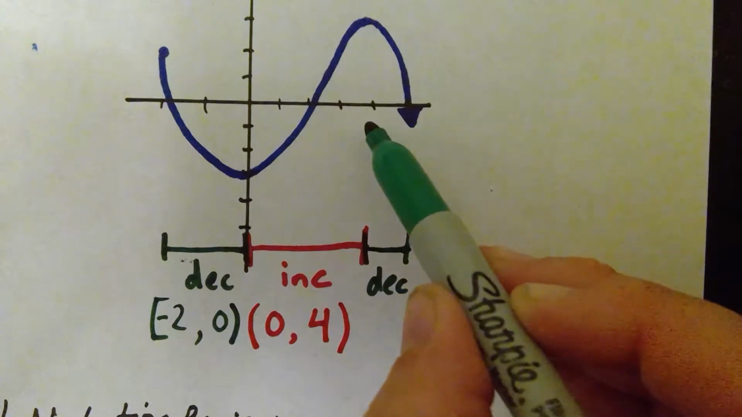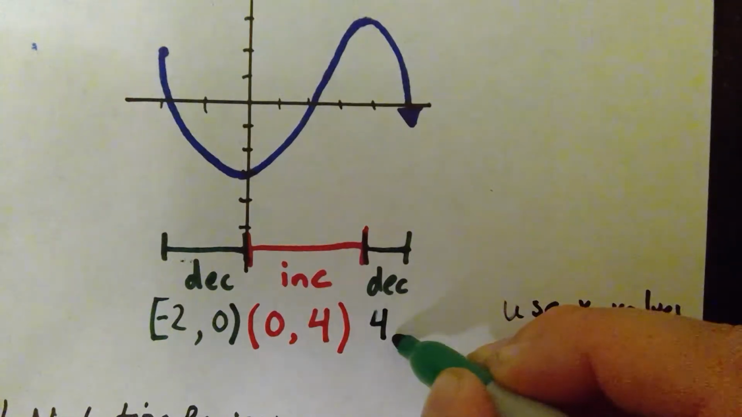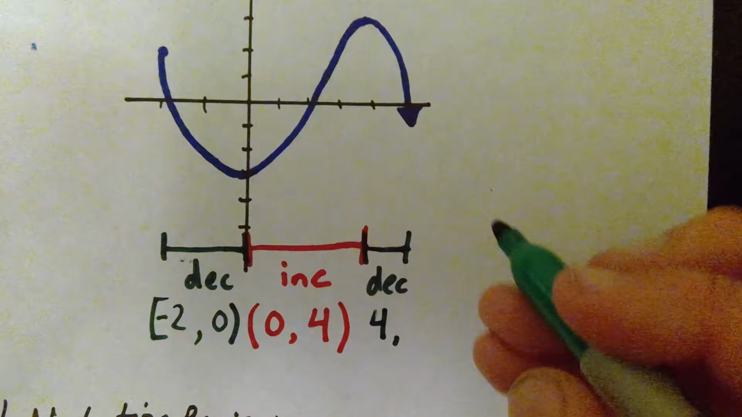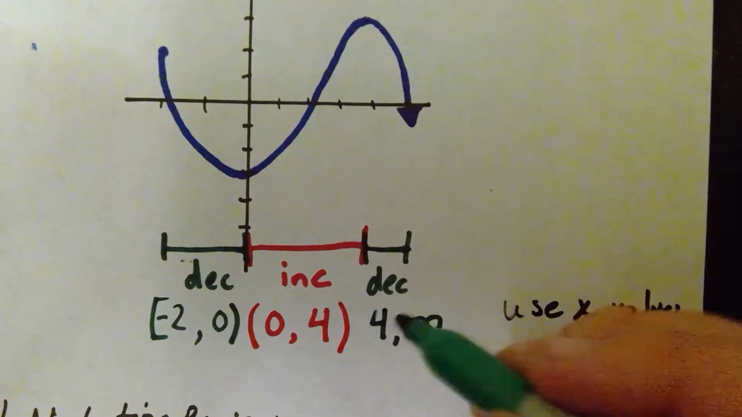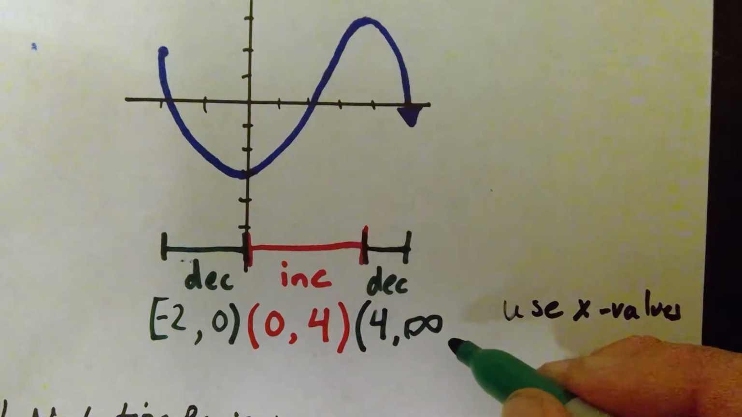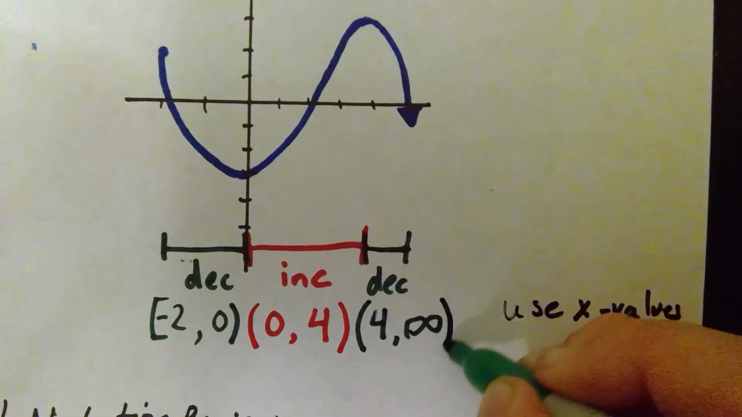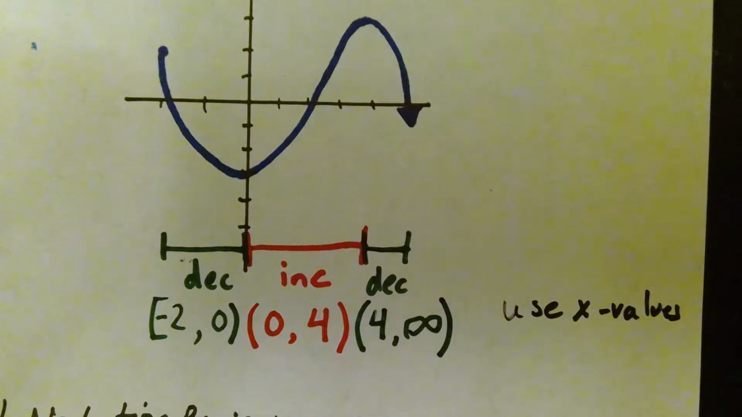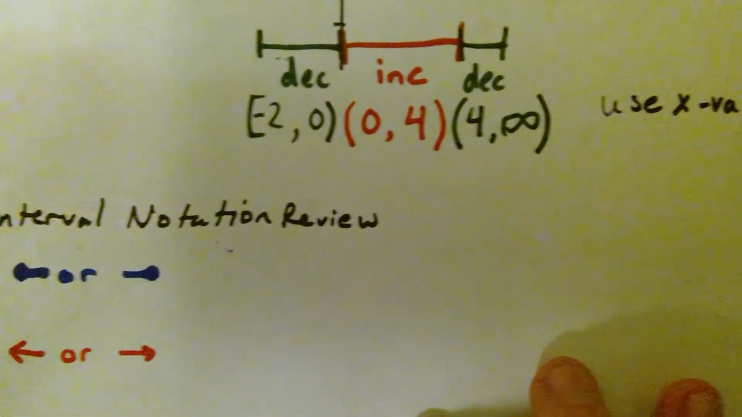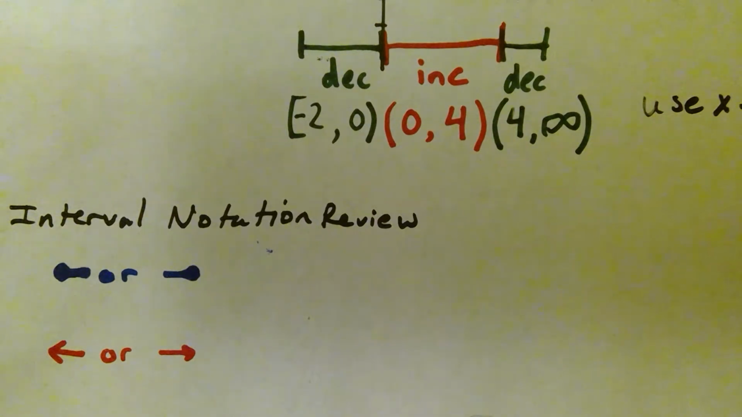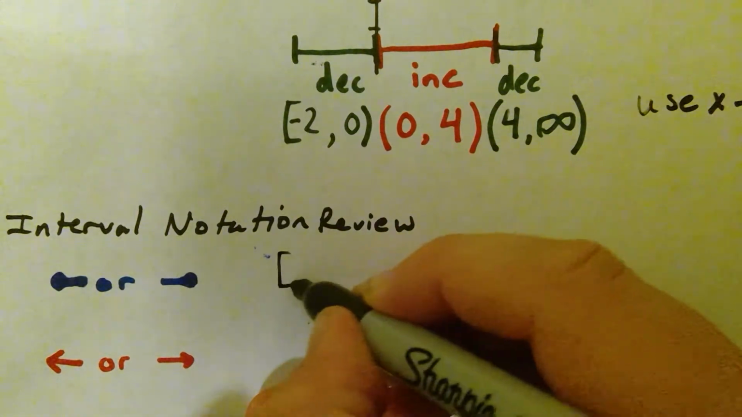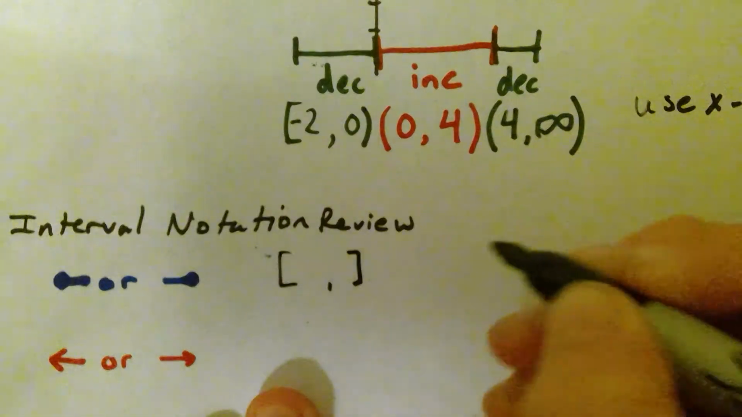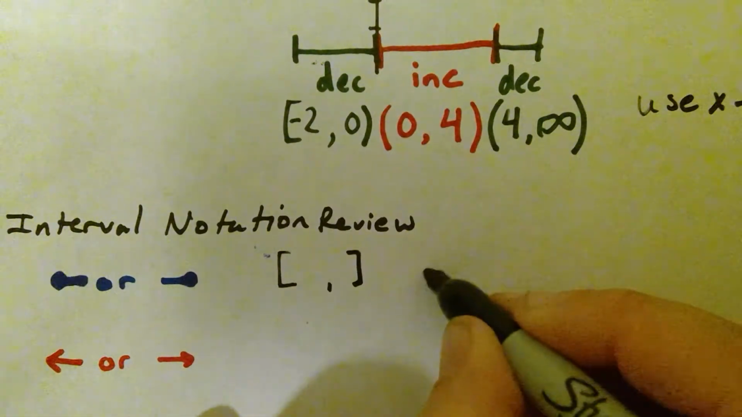Now my decreasing starts with my x values. My x values start decreasing at 4, and that means it's going to go down forever. You know that forever means we have to have an infinity symbol. Okay, now we have a parenthesis here, and like we saw with domain and range, whenever we have infinity, we always have to have a parenthesis. Okay, now I just want to do a quick review for interval notation. We kind of just touched on it, but if we have a dot, we want to use a bracket. Okay, the point is included.